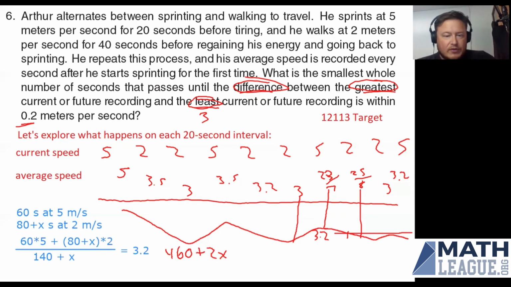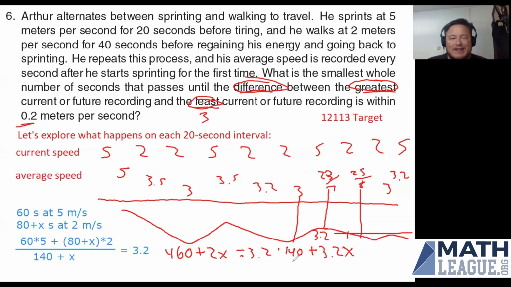If I multiply everything across for the denominator, we're going to get 3.2 times 140 plus 3.2x. Remember, 3.2 is the average that we're looking for. So the left-hand side of this fraction was our calculation of the average, and the right-hand side is, oh yeah, we wanted it to be 3.2. Let's just do some calculations here. 3.2 times 140 is the same thing as 32 times 14. So you can go ahead and calculate it that way if you want.